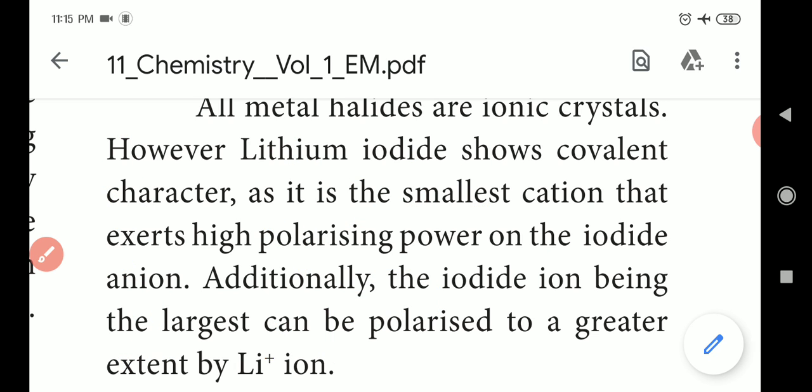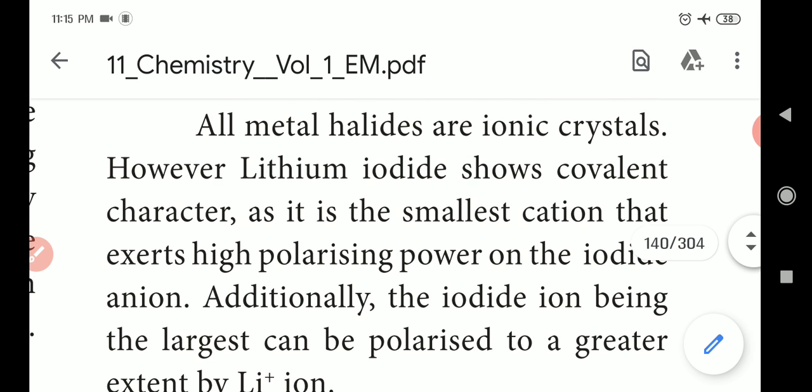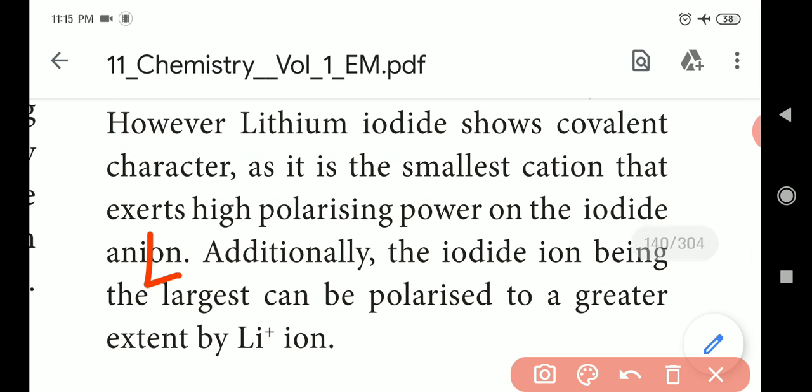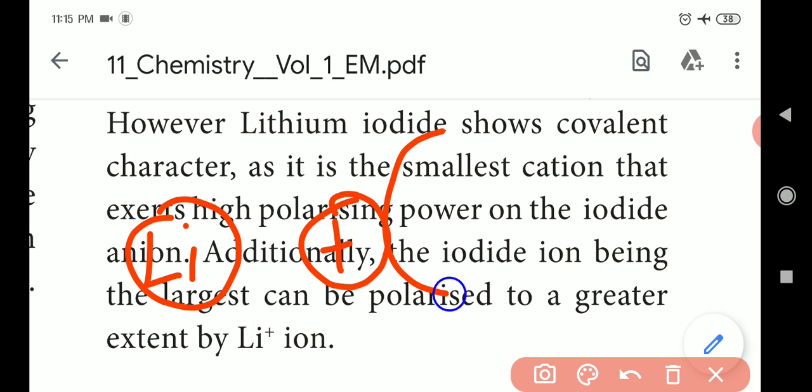Lithium iodide shows covalent character as lithium is the smallest cation and exerts a highly polarizing power on the iodide ion. We know that lithium is the smallest positive ion, so it has more polarizing power.